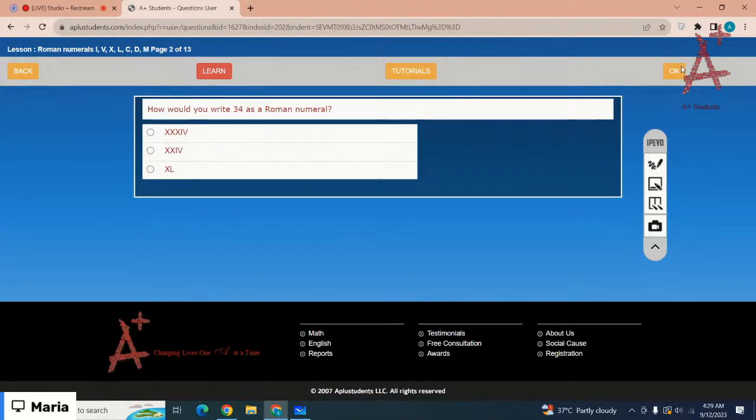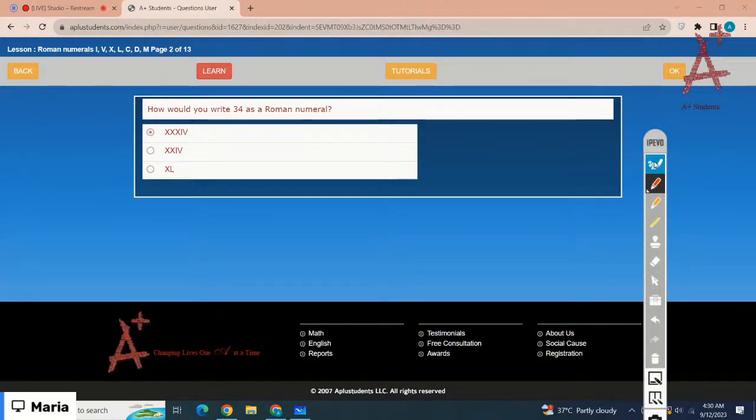How do you write 34 as a Roman numeral? So which is the correct option? You have to write 34. That is option number 1, right? How do you write 34? You have to do 10 plus 10 plus 10, 30, and plus 4, right? So these 3 X's make 30, and for 4 you have to add I before V, right? So you have X, X, X, I, V. Very good. That is option number 1 is the correct option, right?